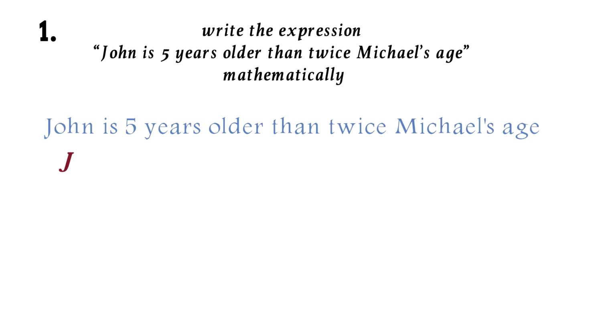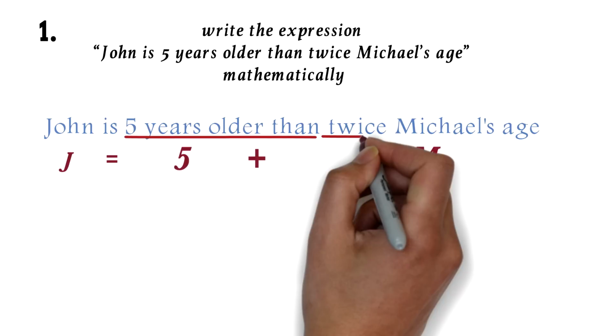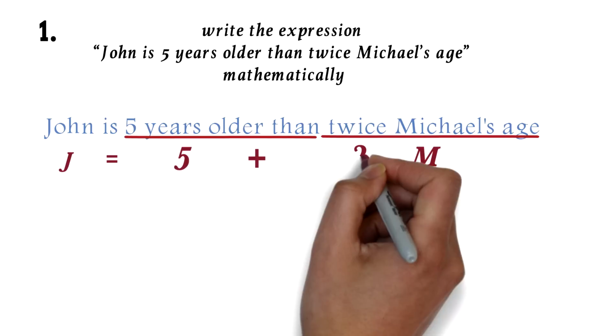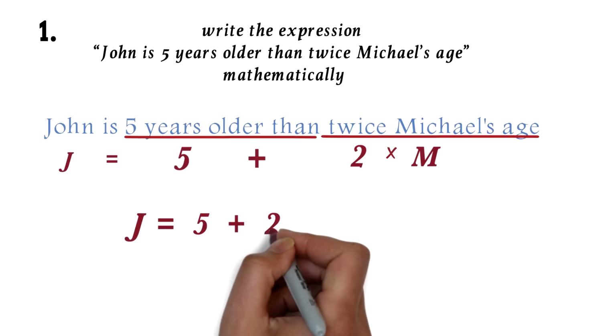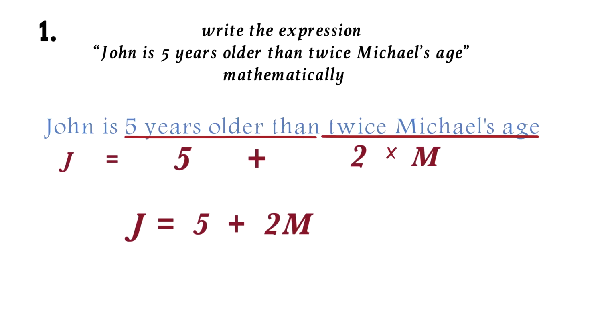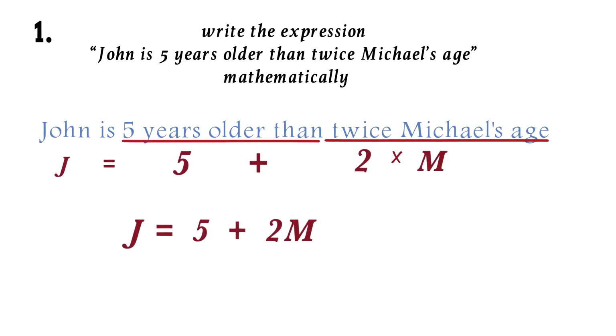We can represent John with J and Michael with M. Is in mathematics means equal to. 5 years older than is the same as 5 plus. When you see words like bigger than, faster than, more than, and so on, they mean addition. We know that twice means 2 times. Therefore, twice Michael's age is the same as 2 times M. 2 times M can be simply written as 2M. So we have J equals 5 plus 2M as our answer. This is pretty straightforward. Let's look at our next question.